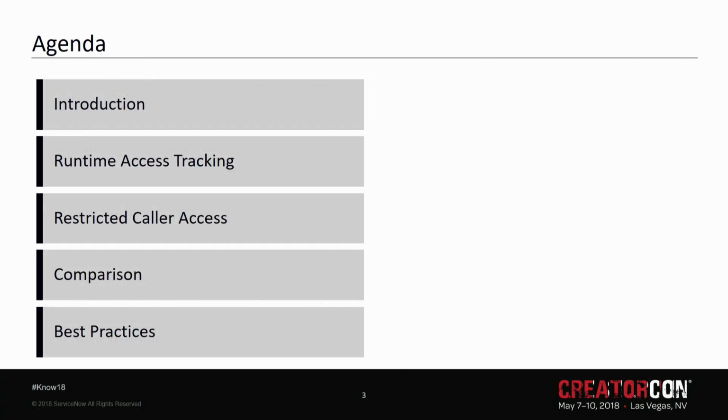So we're going to talk about two features that we have with scoped applications, one of which, if you've built some scoped applications, you might already be aware of, which is the runtime access tracking. And then we're going to speak about a slightly newer feature called restricted caller access. We'll give a little comparison of the two features, and we'll give a brief demo showing how they work. And after that, we'll have time for some questions.